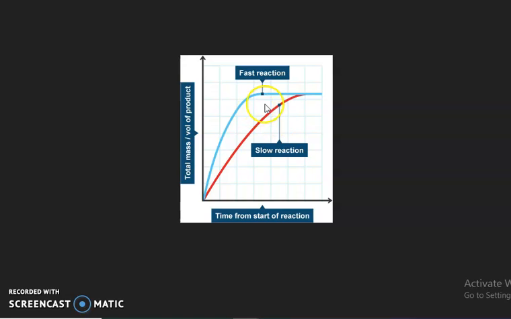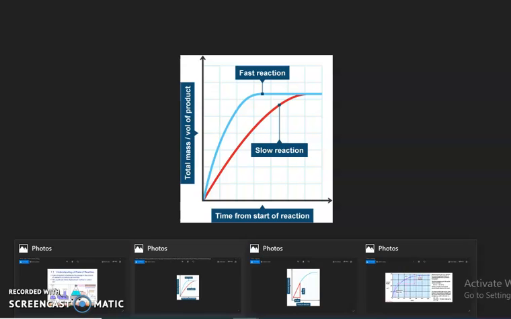So this reaction is fast because that particular amount it has produced in just 16 seconds, but in this line it shows it has taken about 22 seconds. So this is less steep and this is more steep. Okay, so this is how the graph should be analysed.